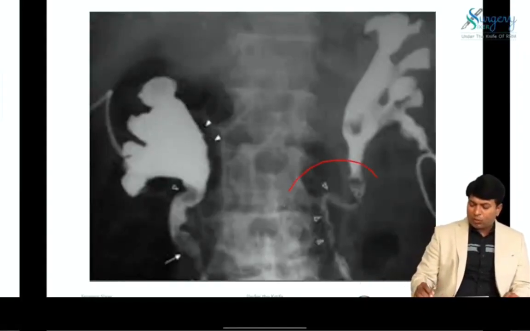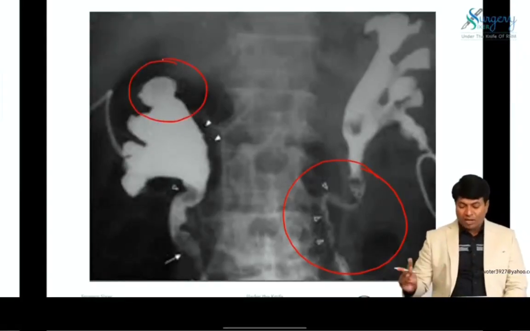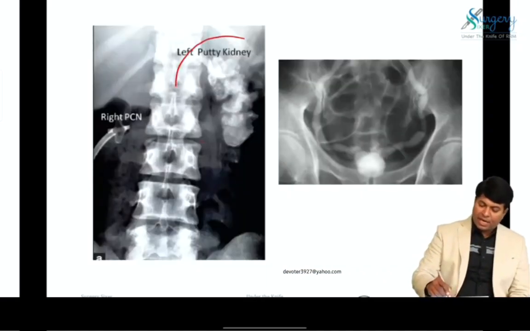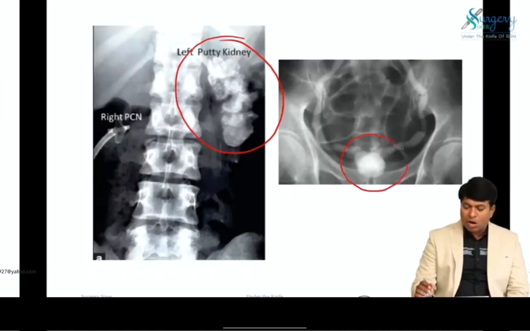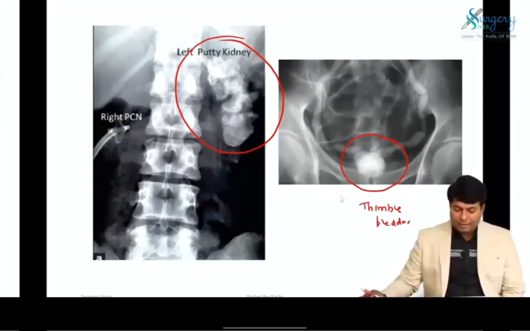You can note here the goldfold ureter, an image-based question. This is a goldfold ureter. This is blunting of calyx. You can see the cement kidney or putty kidney seen on X-ray itself. And here you are seeing a very small filled structure, that is thimble bladder. I got the pictures from various internet sources. Nowadays these cases are very rare: thimble bladder, putty kidney, and goldfold ureter.